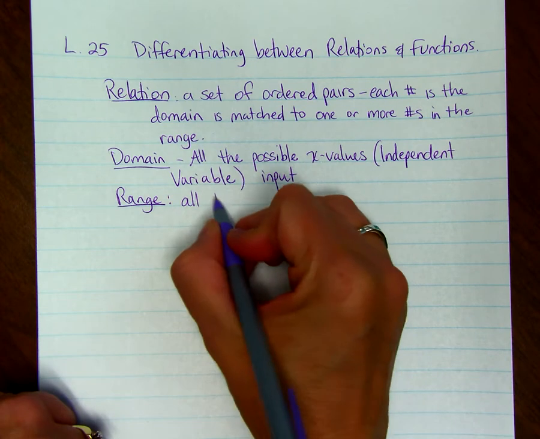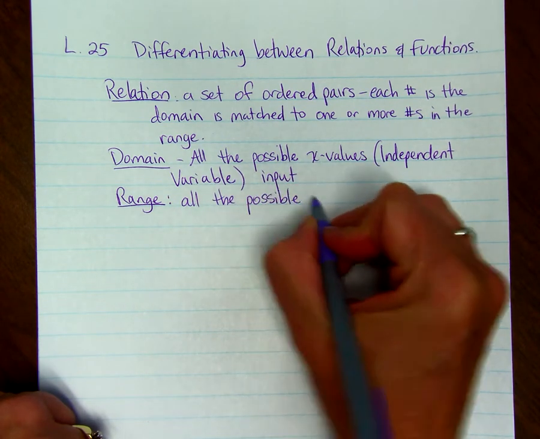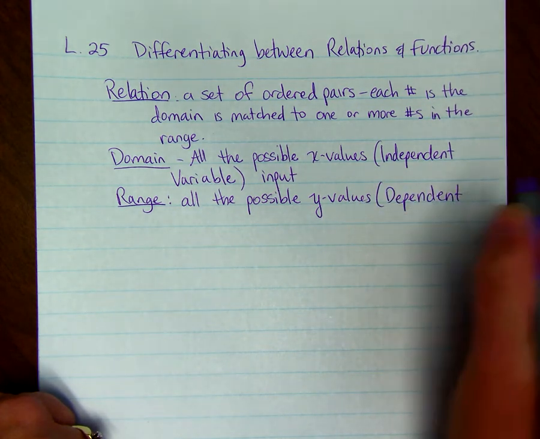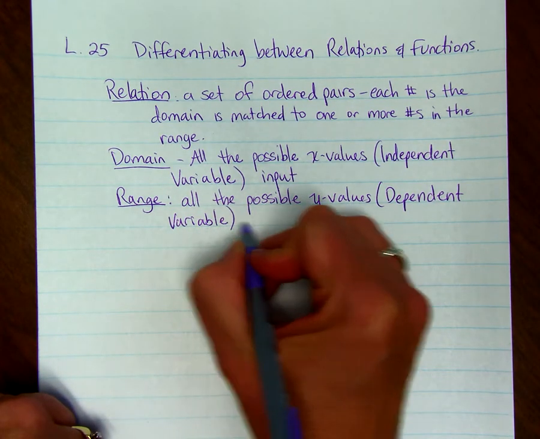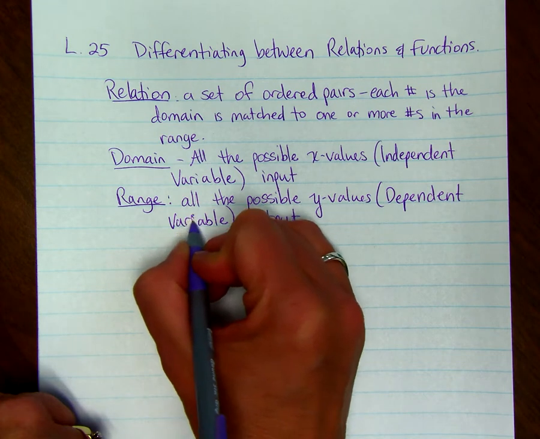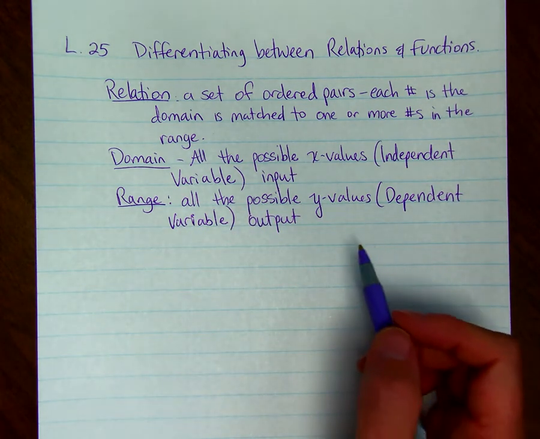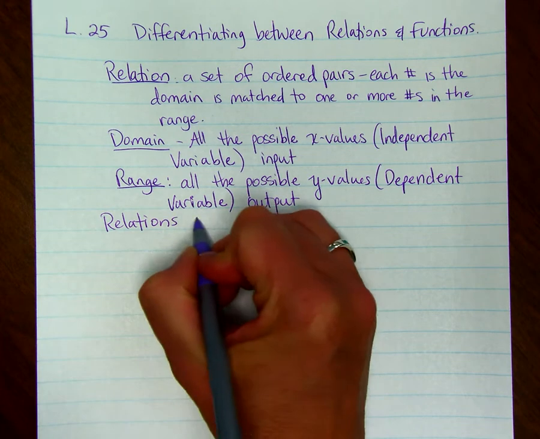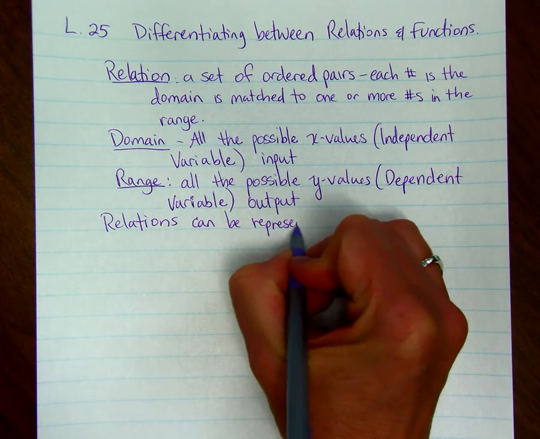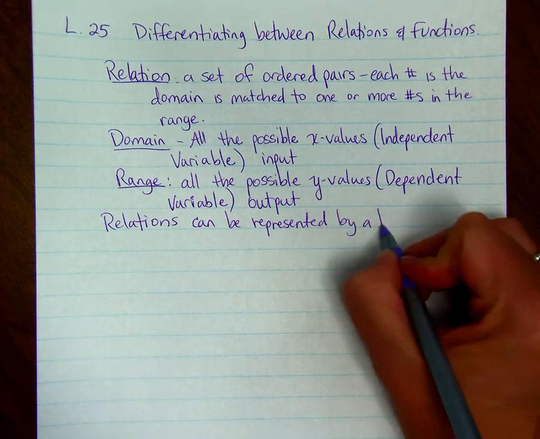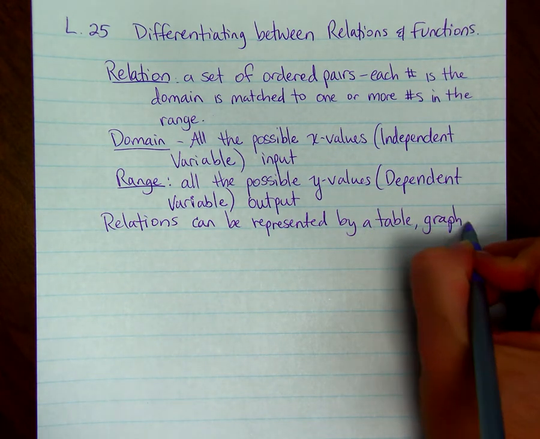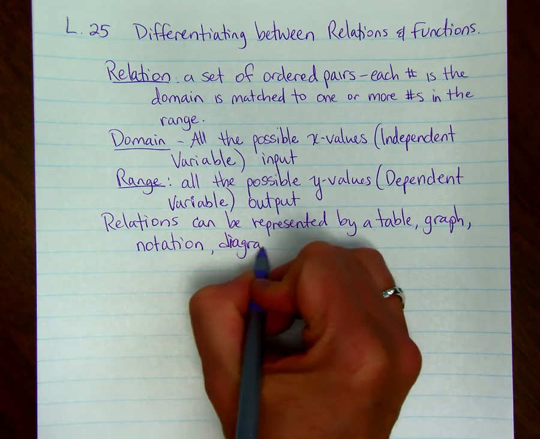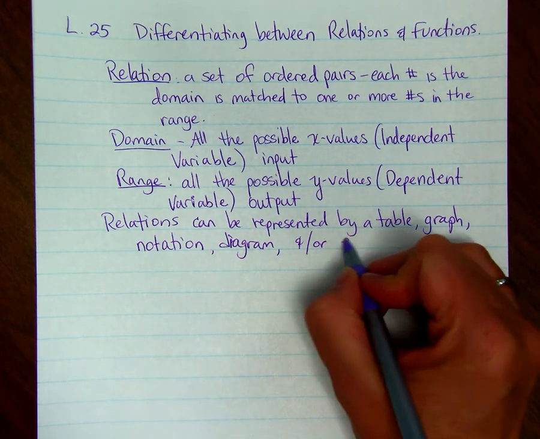So it's all the possible y values. It's called the dependent variable because it depends on what you picked for x. It's called the output. That's what you get when you input that value for x. So relations can be represented by a table, a graph, notation, diagram, and or an equation.